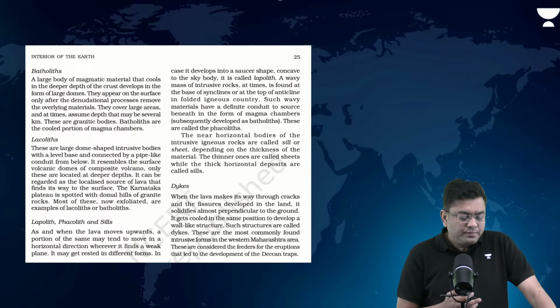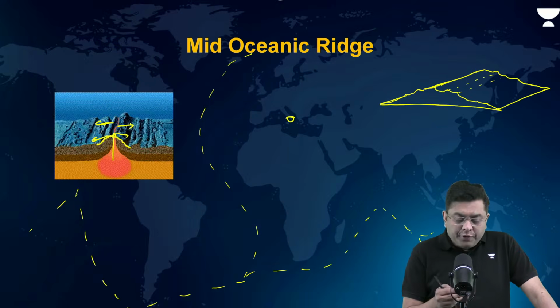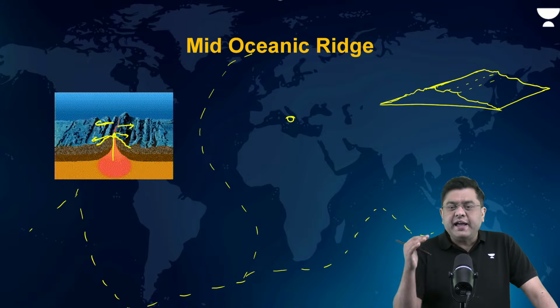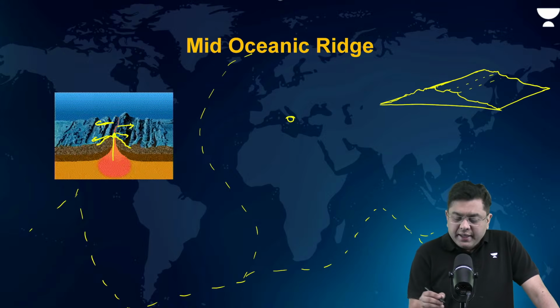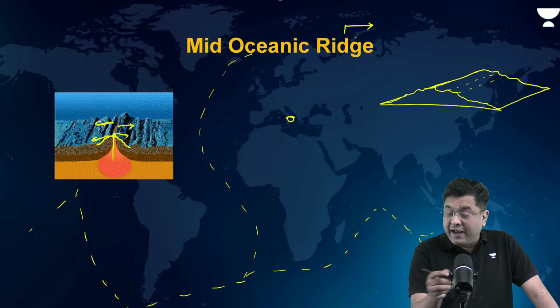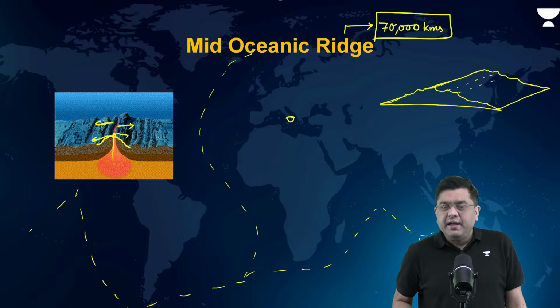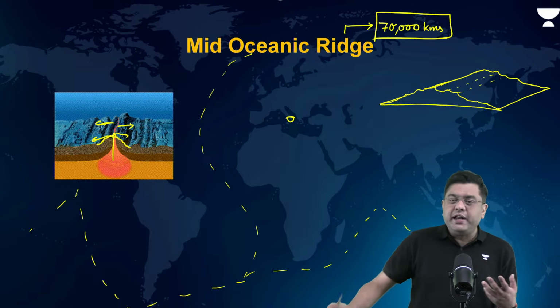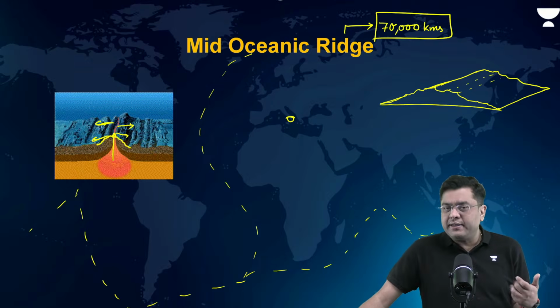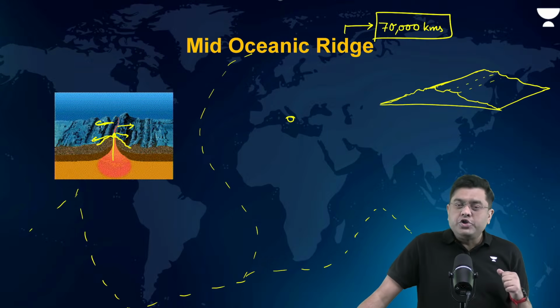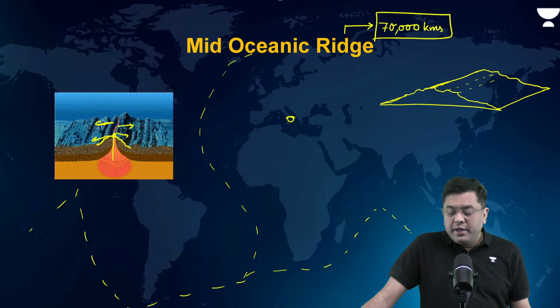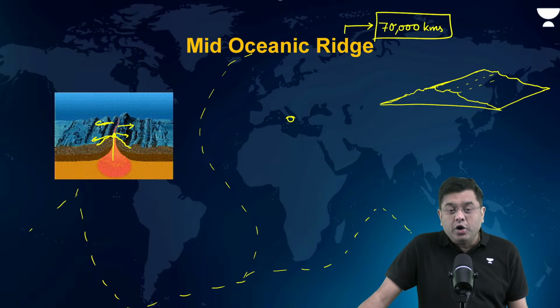Okay, now overall, these mid-oceanic ridges are present all across the world, and they form one of the longest continuous chains of landforms, roughly around 70,000 kilometers. Think about it. The Andes, one of the longest mountain ranges across planet Earth, is around 8,000 kilometers. Mid-oceanic ridges, almost around 70,000 kilometers.